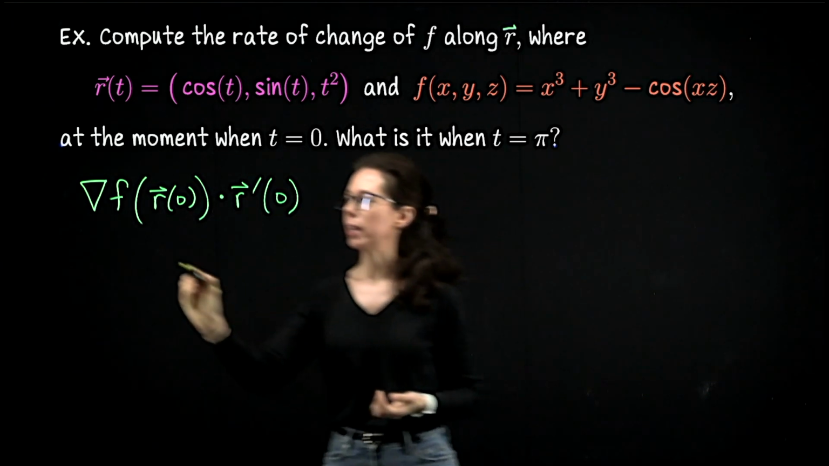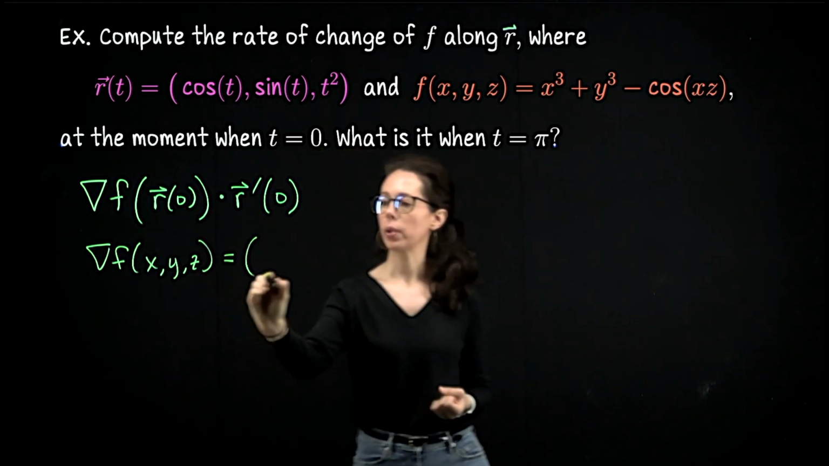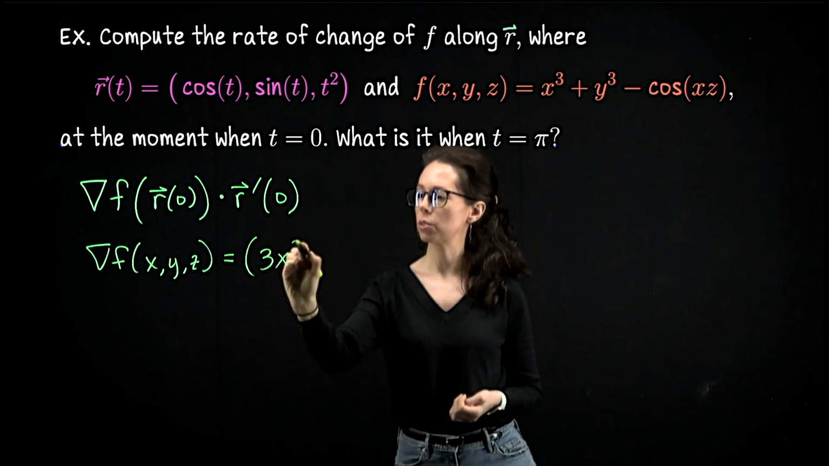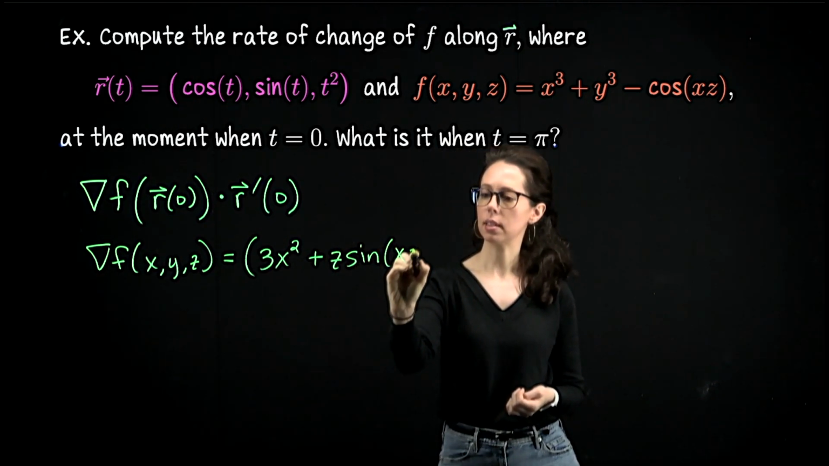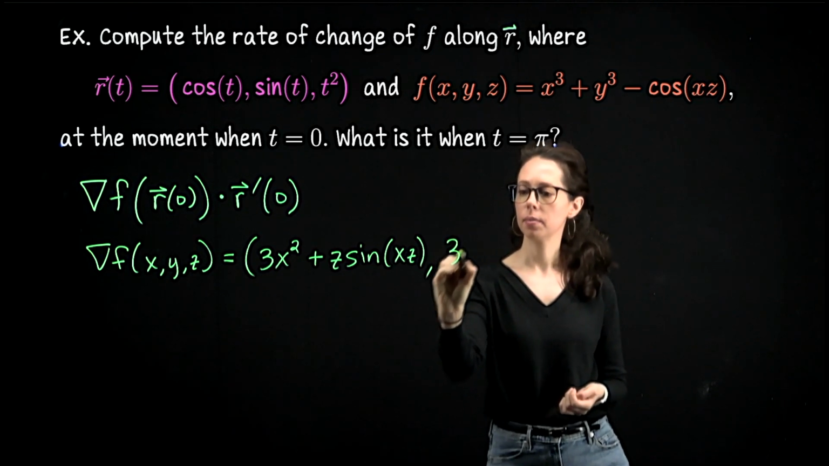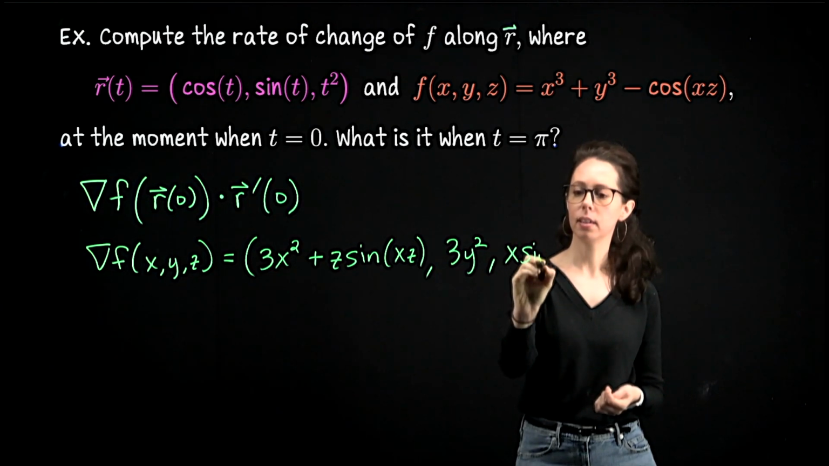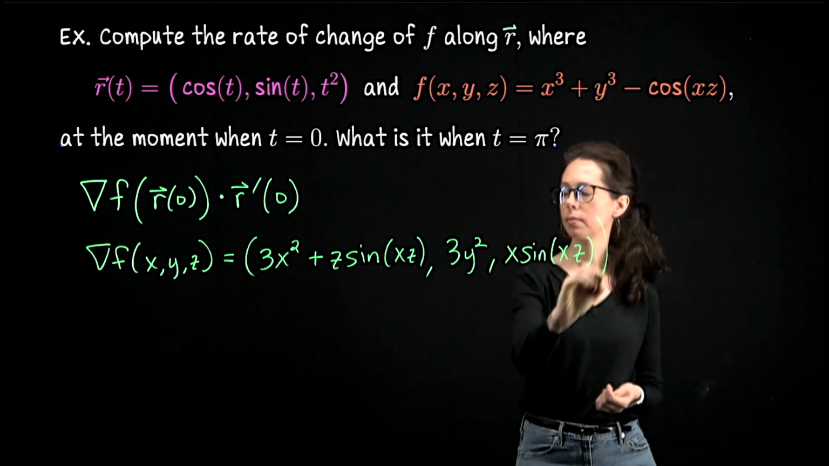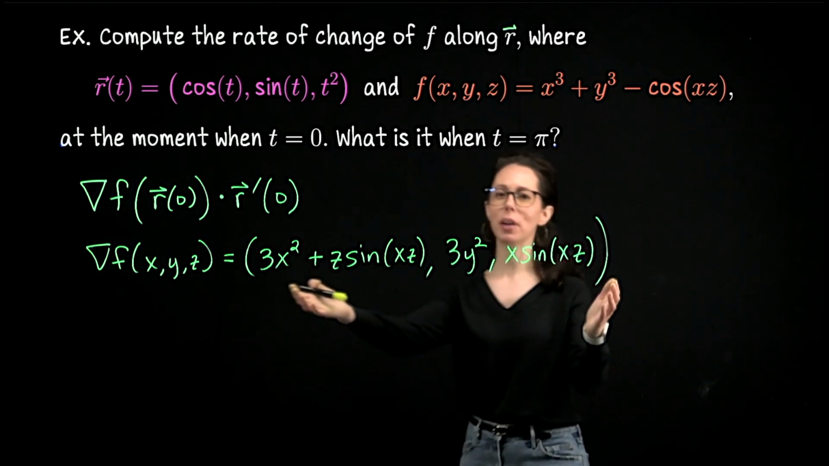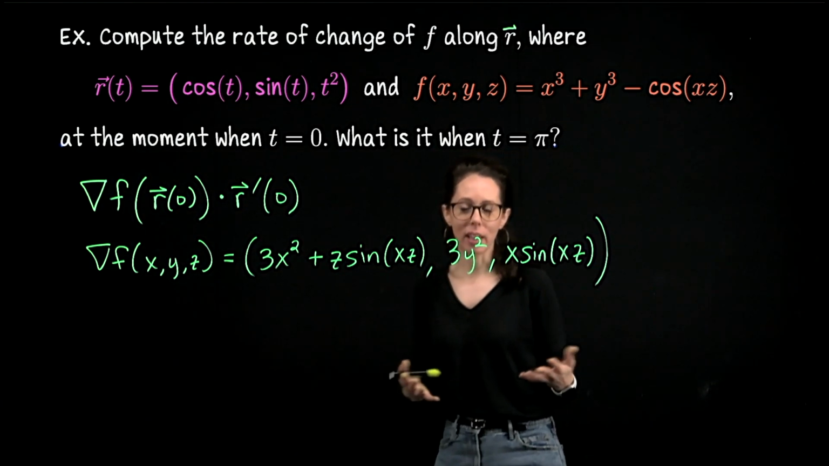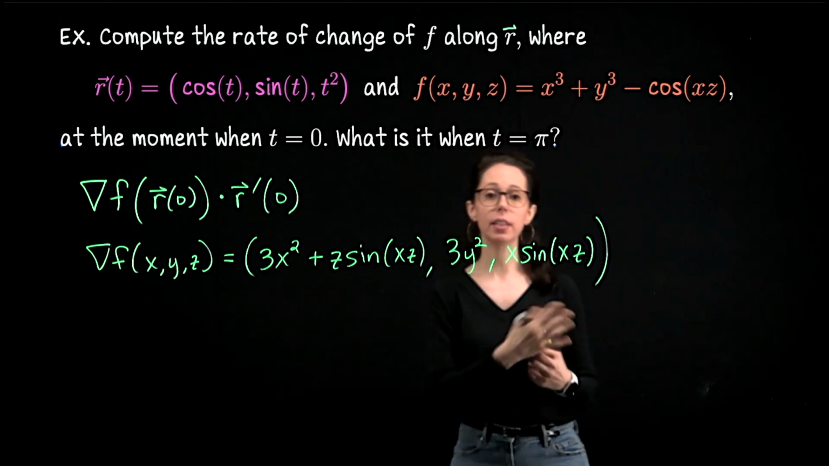Okay, so let's do the gradient of f in general. It's going to be 3x squared plus z sine of xz, 3y squared, and then x sine of xz. If I started plugging the coordinates for my curve into this expression, that would be a mess. What would that look like? X would be cosine of t, y would be sine of t, and z would be t squared.